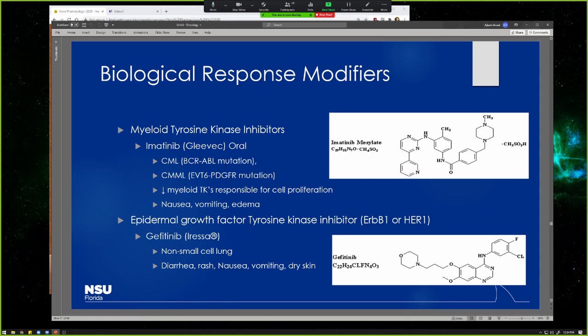So again, the problem with these is that because they tend to be more narrowly specific, not every patient can benefit from them, right?